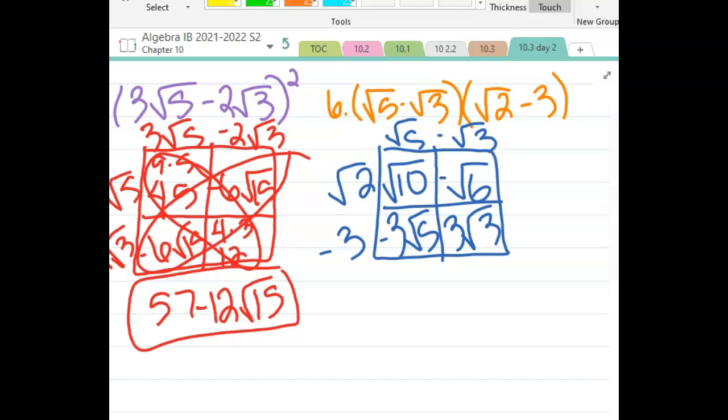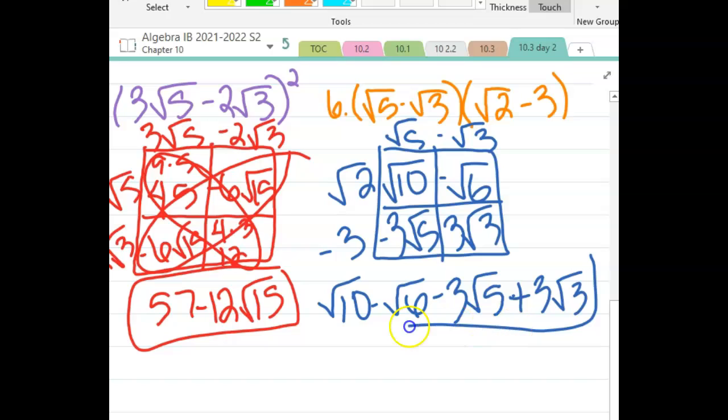Now looking at this, I'm trying to combine all these together if I can. Are any of these like radicals? No, so knowing what we know from yesterday, I should probably try to check and make sure they're all in simplest form, but spoiler alert here, if you tried to take all of these, none of them would break down. Which means I can't combine any of these together. Which just means your answer is the square root of 10 minus the square root of 6 minus 3 square roots of 5 plus 3 square roots of 3. 4 separate terms that you can't combine.